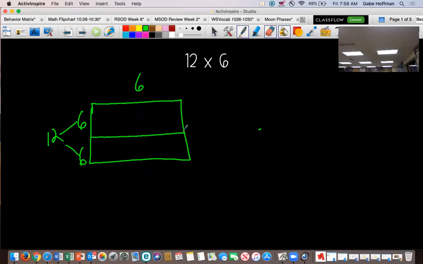And then you do 6 times 6 equals 36 on the top.